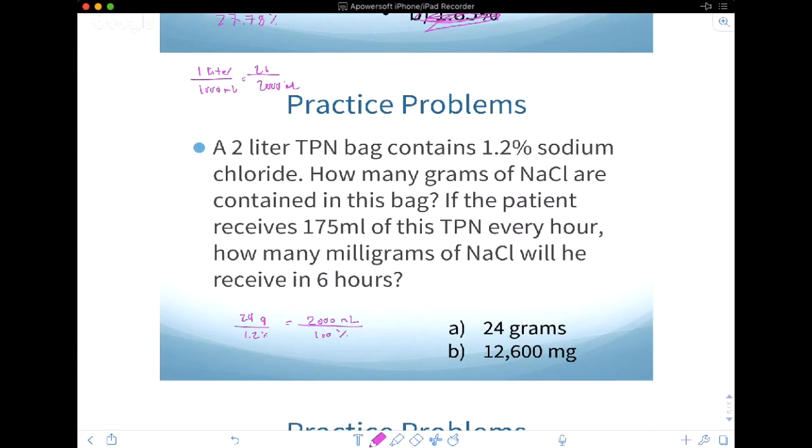So which one is this going to be? Is this going to be weight to weight, volume to volume, or weight to volume? This will be the weight to volume. So this is going to be grams per milliliter, which will be 24 grams for every 2,000 milliliters.